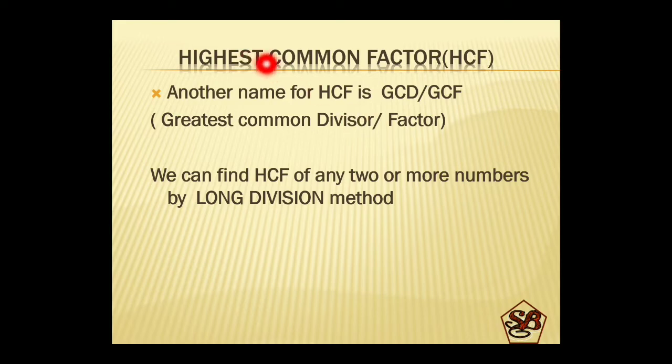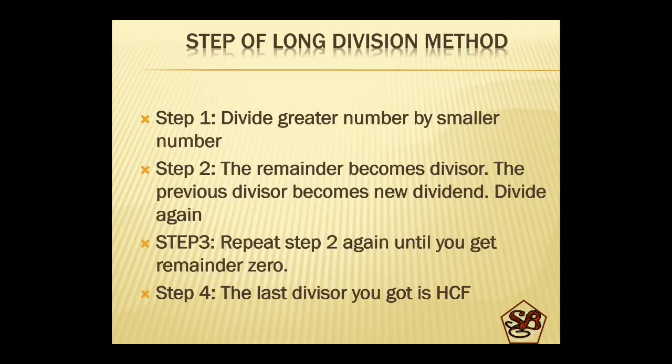Now, highest common factor, written as HCF. Another name for highest common factor is GCD, that is greatest common divisor, or GCF, that is greatest common factor. We can find the HCF of any two or more numbers by the long division method. Let's see how we can find that.